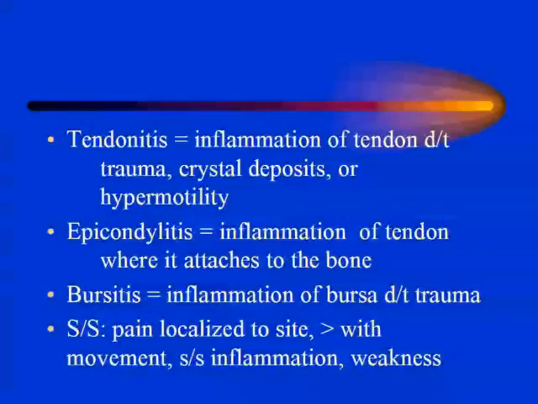That pain, that inflammation is due to trauma. Symptoms are pain. It's localized to the site. That gets worse with movement. Also, you'll have the symptoms of inflammation and weakness. This tends to occur mainly in the shoulder, the hip, the knee, and the elbow.